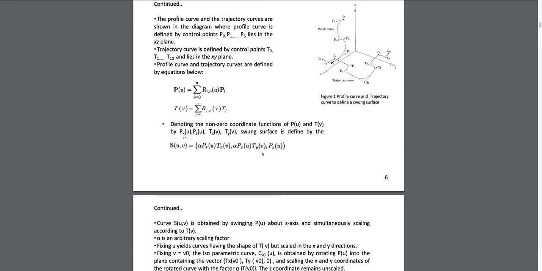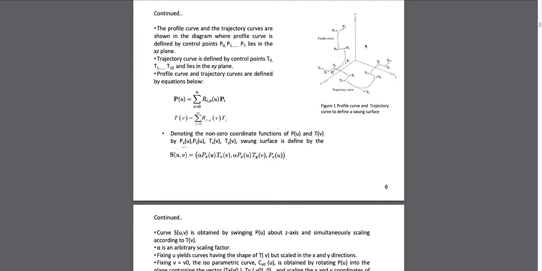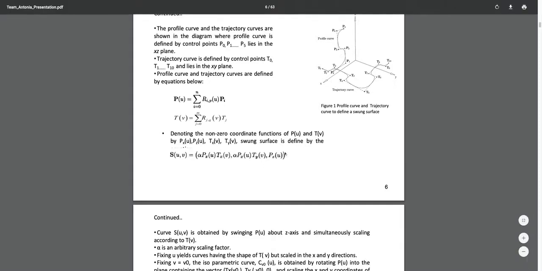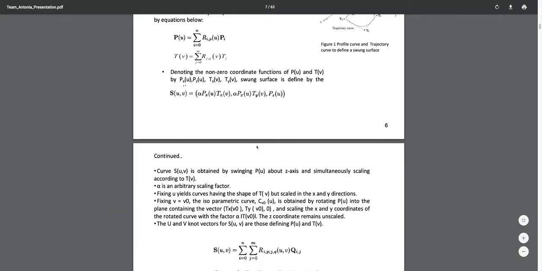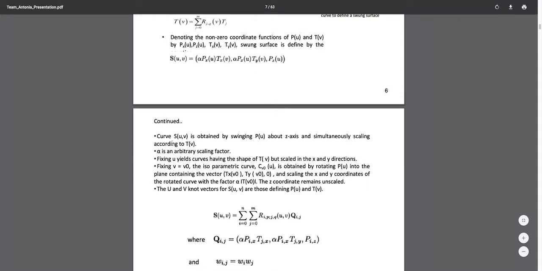Here you may see why there is no coefficient for Pz of u, because here we are rotating around the z-axis. We are not changing anything on the z-axis. That is why Pz of u doesn't have any coefficients. Now curve S of u is obtained by swinging P of u about the z-axis and also simultaneously scaling according to T of v, where alpha is an arbitrary scaling factor.